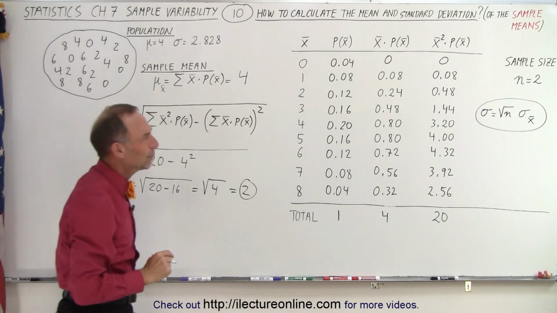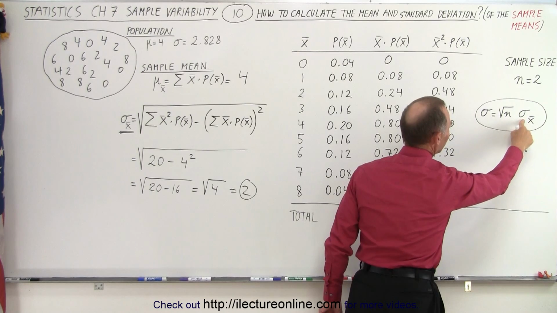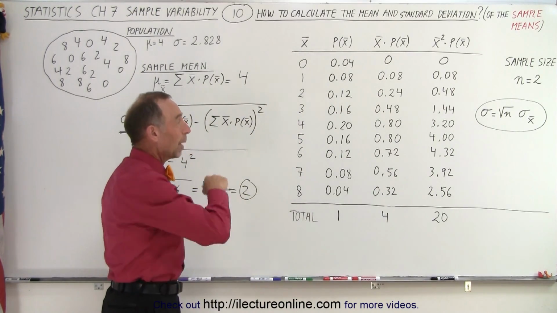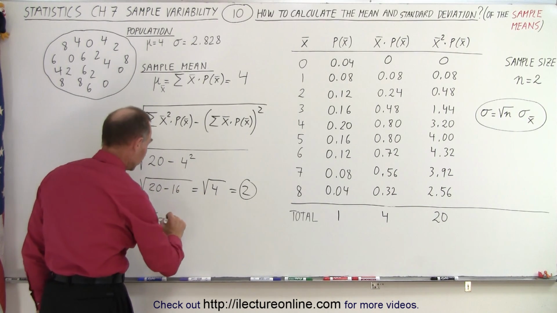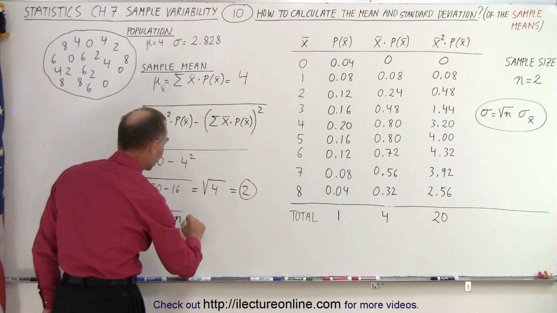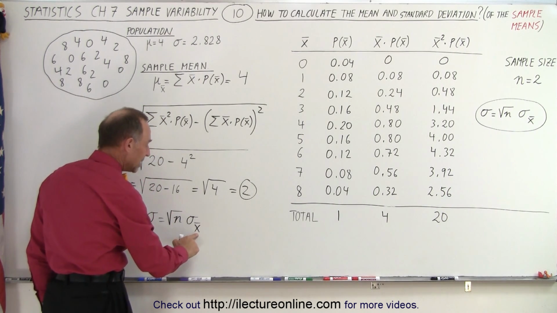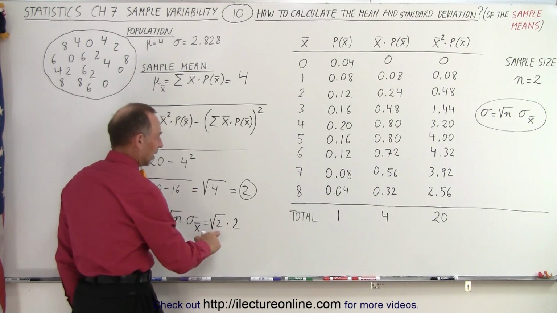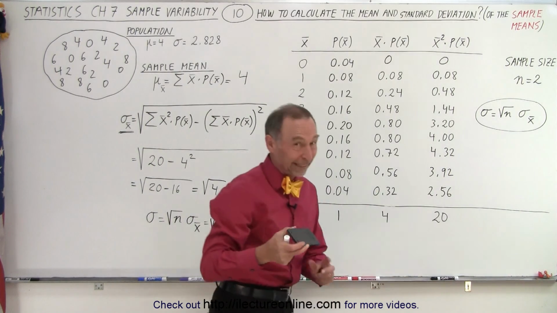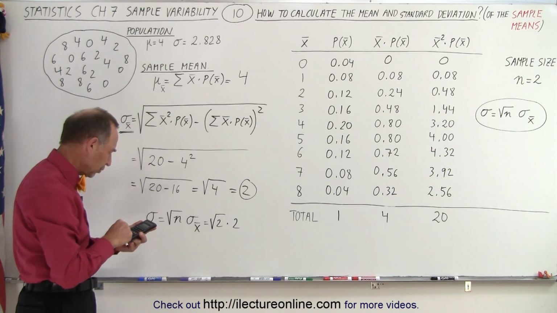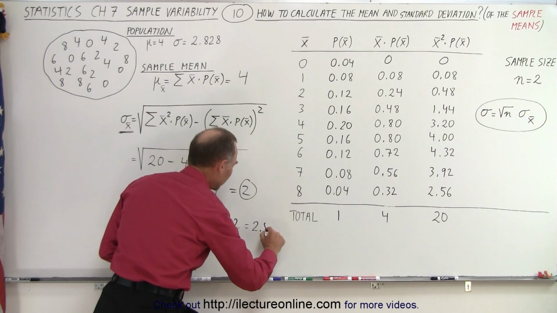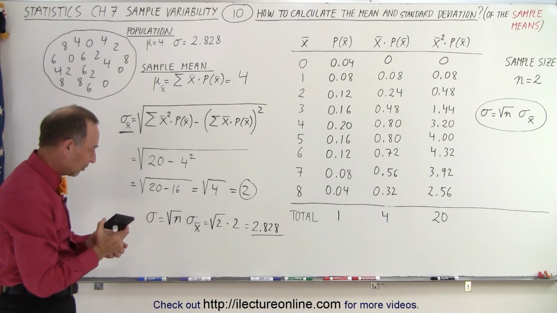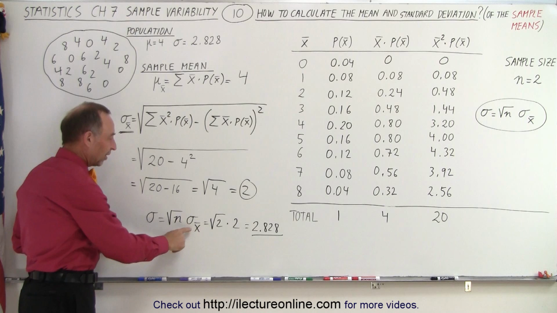But now what we need to do is multiply the standard deviation of the sample means by the square root of the sample size, and that should give us also the standard deviation of the population. So the standard deviation of the population is equal to the square root of n, the sample size, times the standard deviation of the sample means. Of course, I can go ahead and get a calculator to calculate that, but I think I already know what the answer should be. So take the square root of 2 times 2, and sure enough, this is equal to 2.828, which of course is the same value that we got in the previous video when we calculated the standard deviation of the population. So that's again to show you the relationship between the standard deviation of the sample means and the standard deviation of the population.